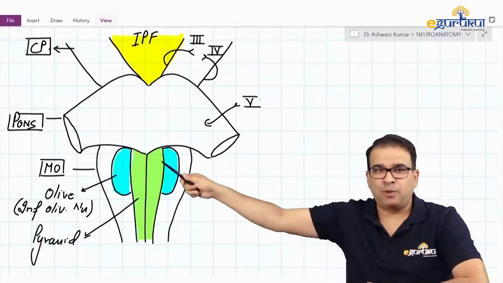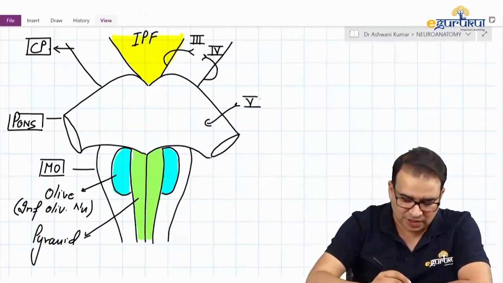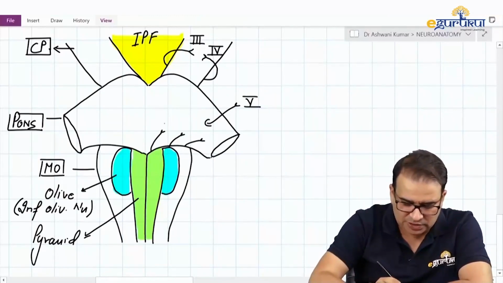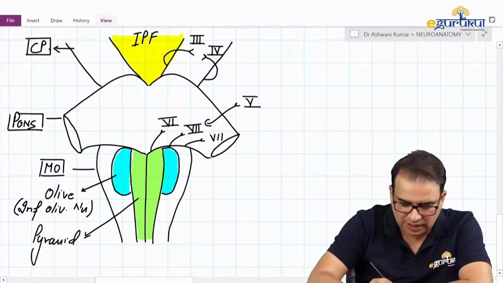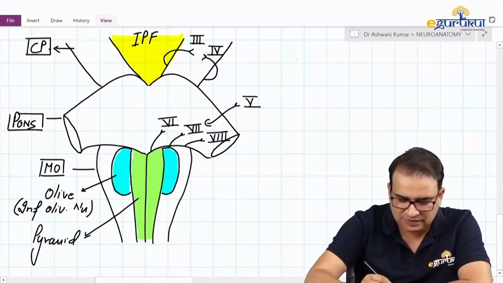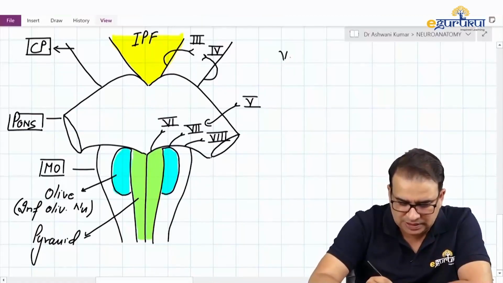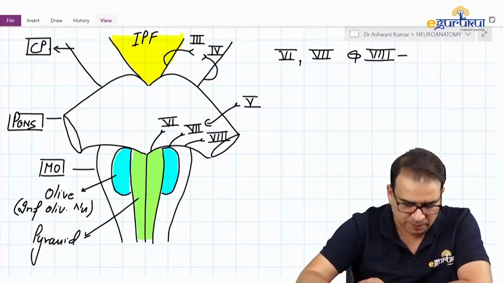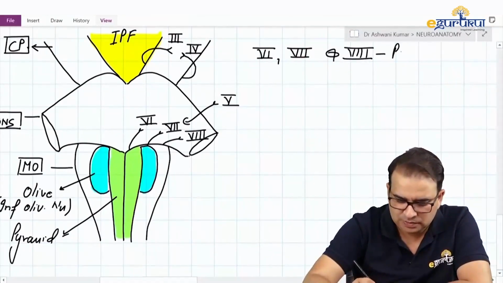Pontomedullary junction. Now that's an important point from where multiple nerves are coming out. Very close to the midline, you will see the sixth nerve. Then we've got the seventh nerve and the eighth nerve. We are just looking at the nerves of one side only, guys. This is the sixth nerve. Here's the seventh, and there we've got the eighth. 6, 7, and 8. So what do you see for the sixth, seventh, and eighth nerves? I can say they're all coming out from what junction? Pontomedullary junction.